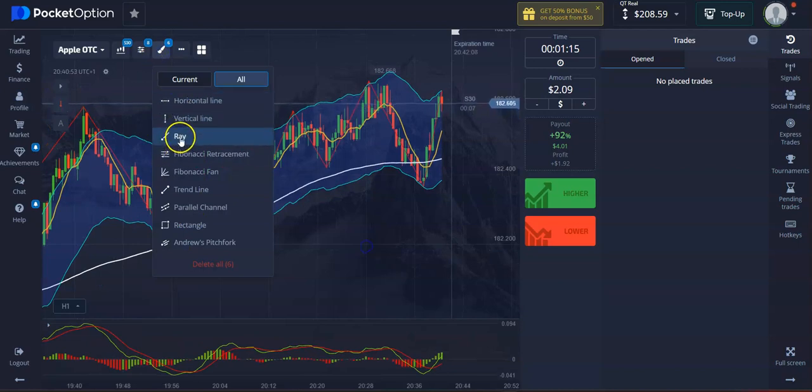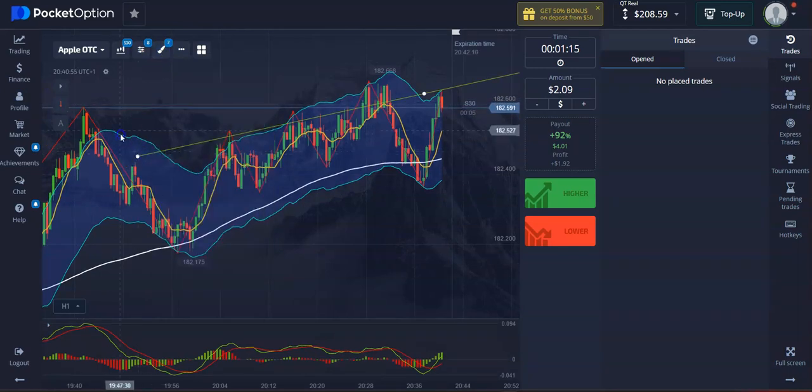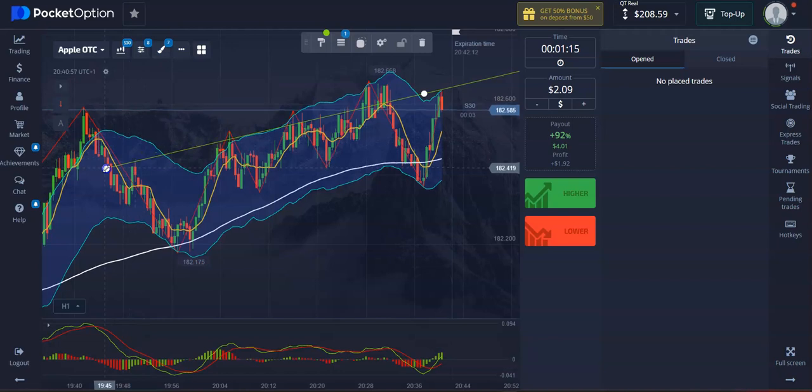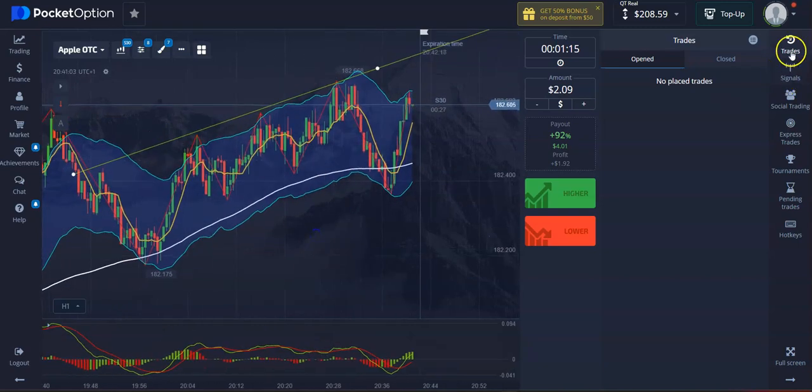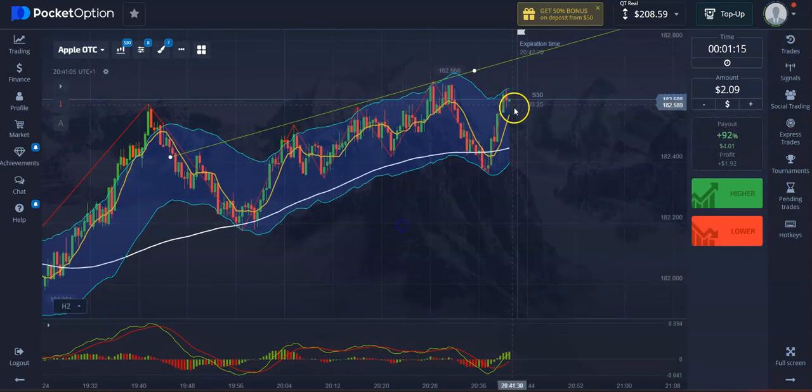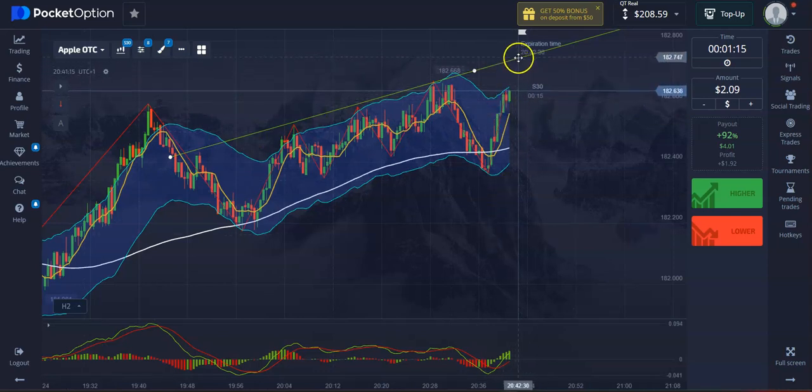If we draw an array, we could see something like this. We can have an idea about where the price might go next. The price might come all the way to here, because we are clearly on the uptrend, and most likely the price will come all the way to here. But you know, that would be a gamble.